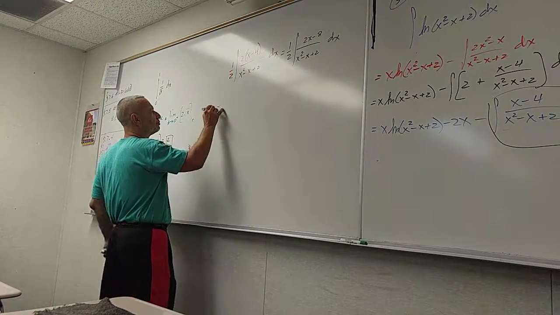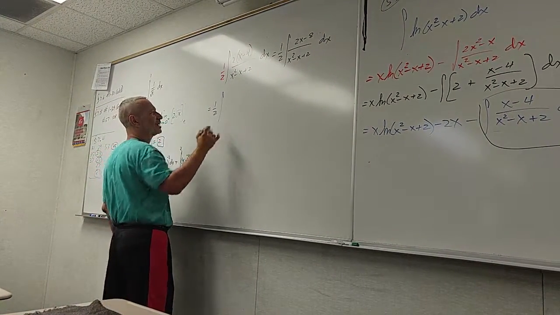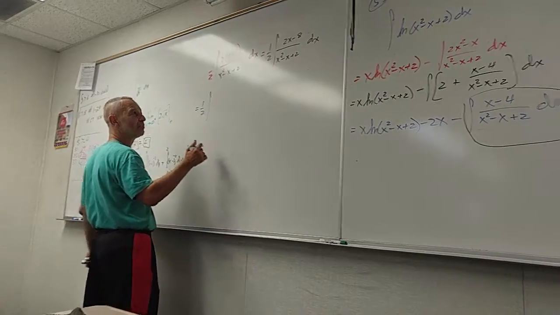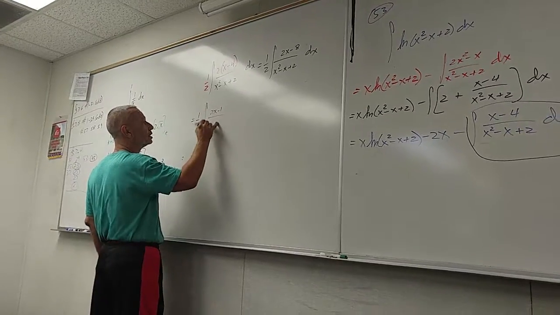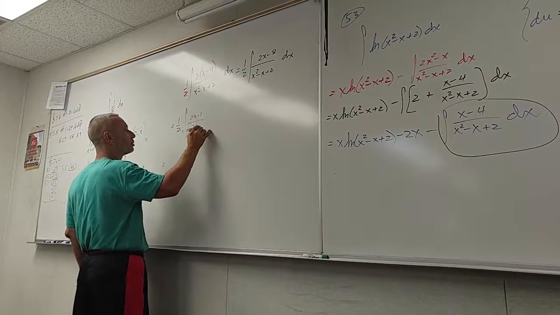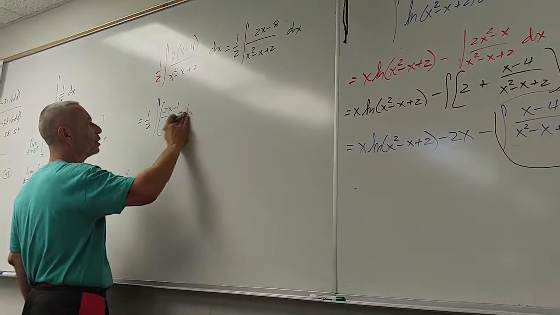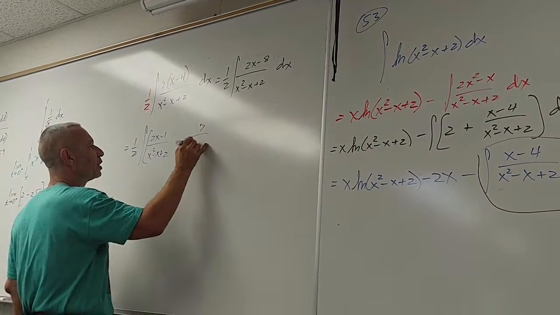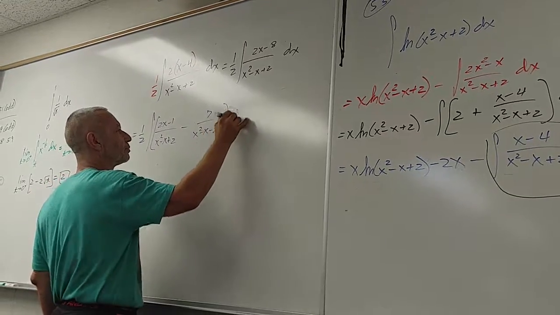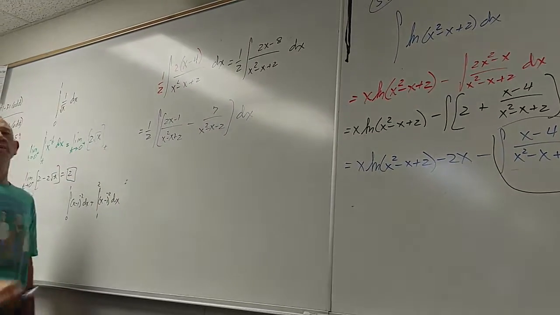So, I guess you could say that I could have split it up into minus 1, minus 7. I'm going to write this as 2x minus 1 over x squared minus x plus 2 dx, well, we love the dx, minus 7 over x squared minus x plus 2. So that one's now real easy.